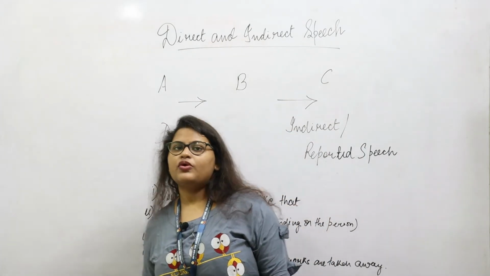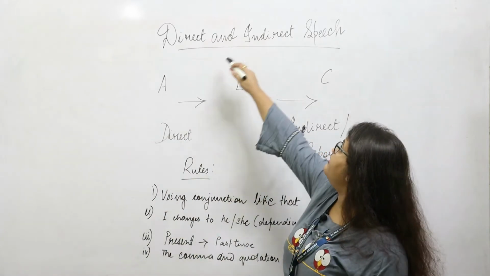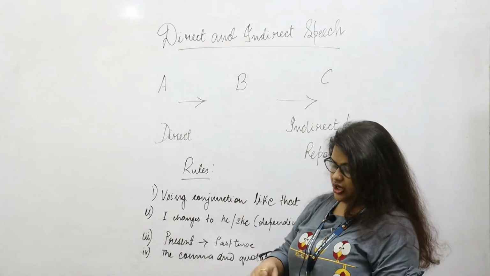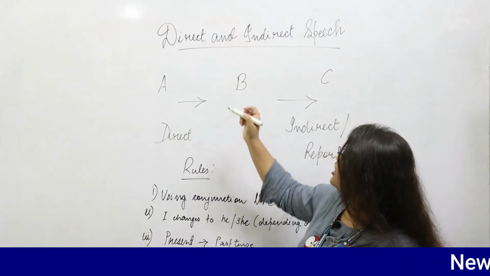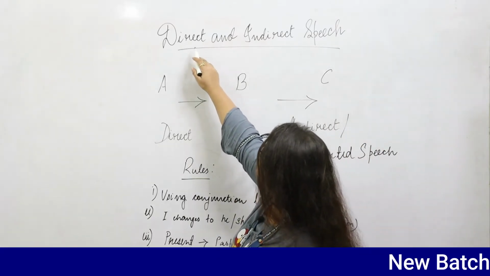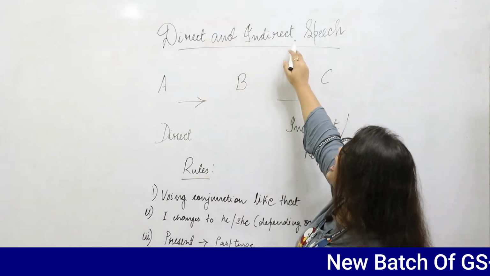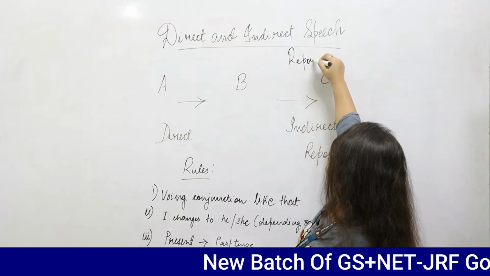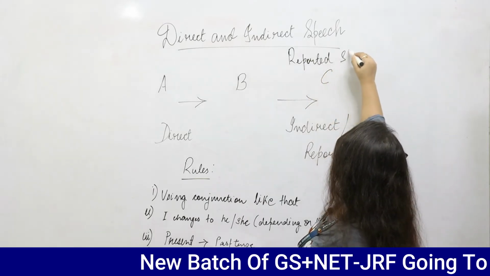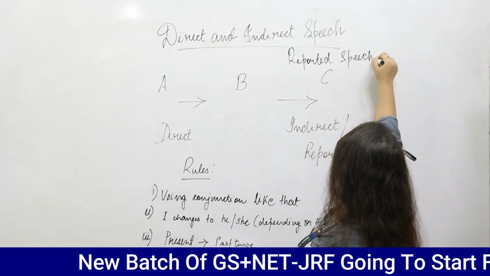Today we'll be taking up one more part from our basic grammar, which is direct and indirect speech. In this topic, we'll understand how a direct speech is changed into an indirect speech, also known as reported speech. Let us first know why it's known as reported speech.